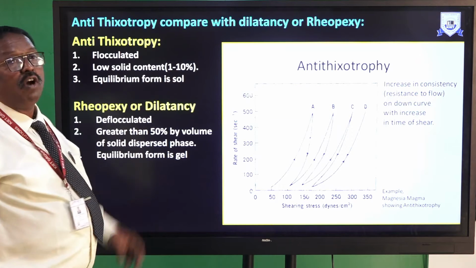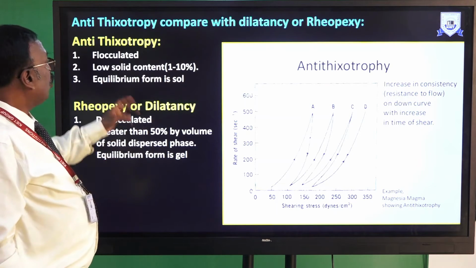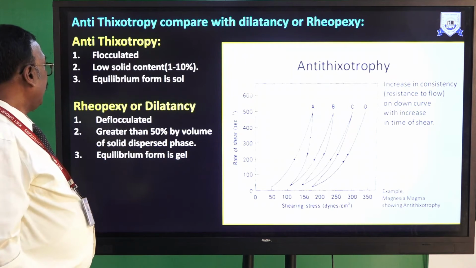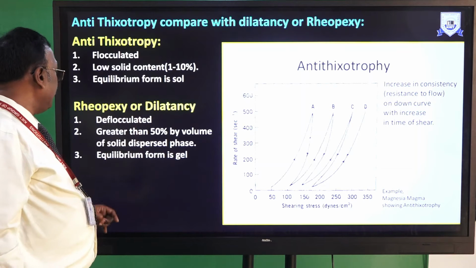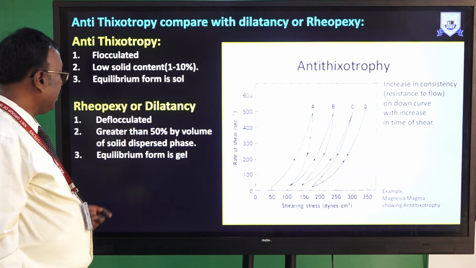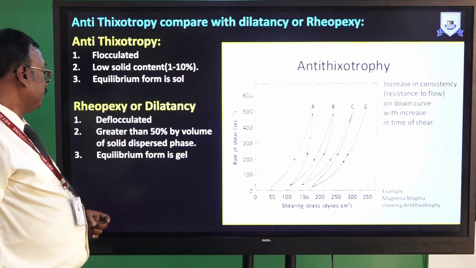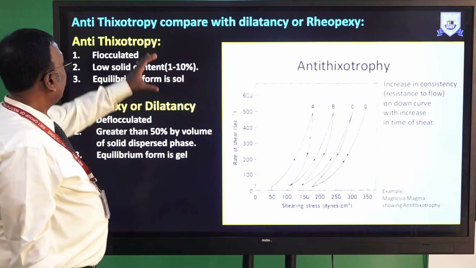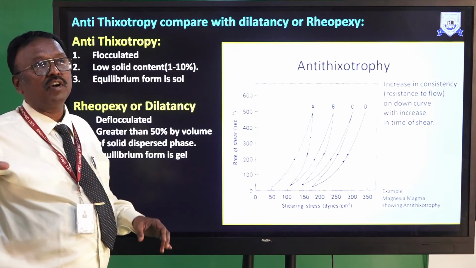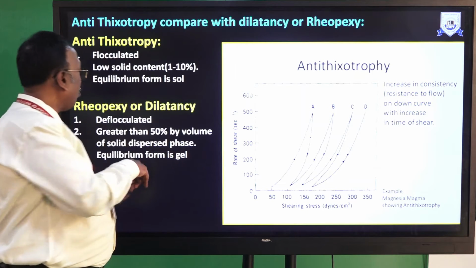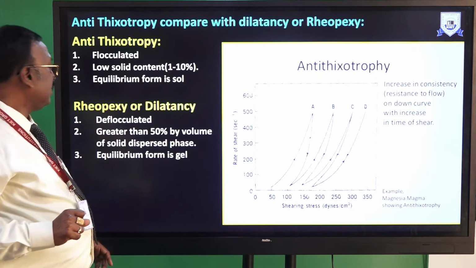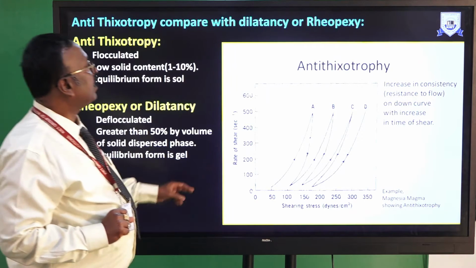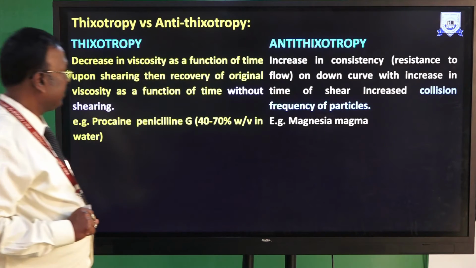Example is flocculated, low solid content, that is 1 to 10%, and the equilibrium form is sol. Finally, we get sol. And rheopexy or dilatancy means deflocculated, greater than 50% by volume of solids in the dispersed phase, and the equilibrium form is gel. So in anti-thixotropy the final product is sol, and in rheopexy or dilatancy the final is gel. This is anti-thixotropy compared with dilatancy or rheopexy.